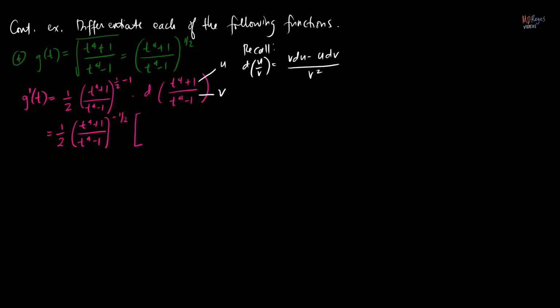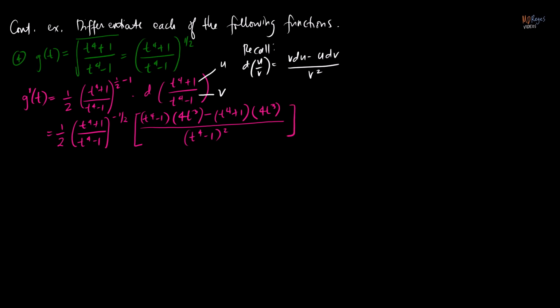Alright, so it's v first, t to the fourth minus 1, times du. Du is the derivative of the numerator with respect to t. So the derivative of t to the fourth using power rule is 4t cubed, plus the derivative of 1, which is just equal to 0. Minus u, where u is t to the fourth plus 1, times dv, where dv is the derivative of t to the fourth minus 1. So it's 4t cubed also, all over v squared. v squared is t to the fourth minus 1 squared.